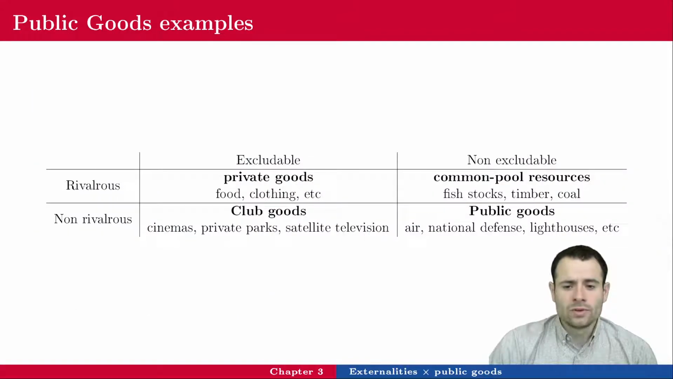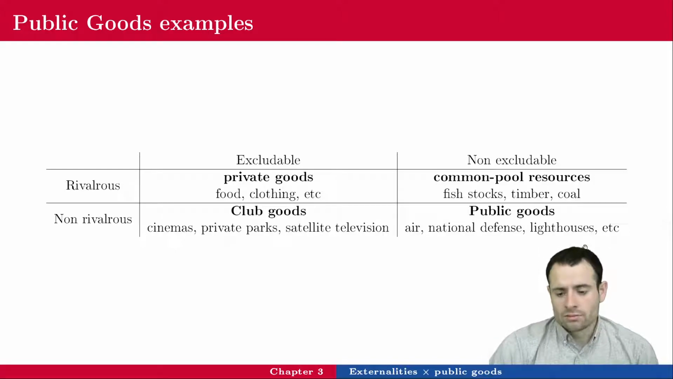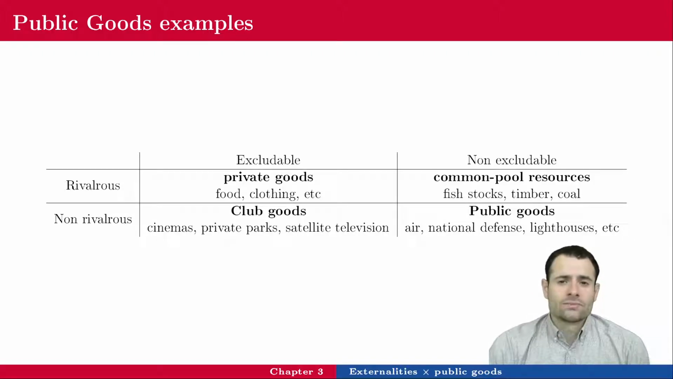Here is a table that lists different types of goods regarding their characteristics. So let's start with a public good. Non-excludable and non-rivalrous will give you pure public goods. I mentioned national defense and lighthouse, but air is a public good. Nobody can be excluded from breathing air right now. And one extra person breathing air does not have any impact on my breathing.